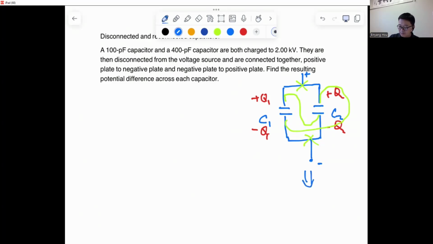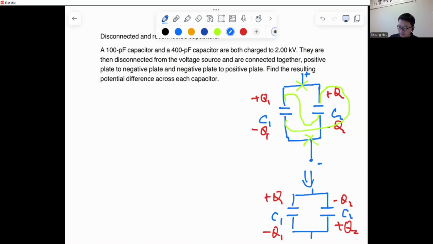So it becomes, now we'll keep this one here, C1 here. So we'll still have positive Q1 and negative Q1 here. Now on the other side here, we actually will flip the two. Okay. So then we'll have minus Q2 on top, but positive Q2 at the bottom. So this is our C2 here. Now we connect them together.